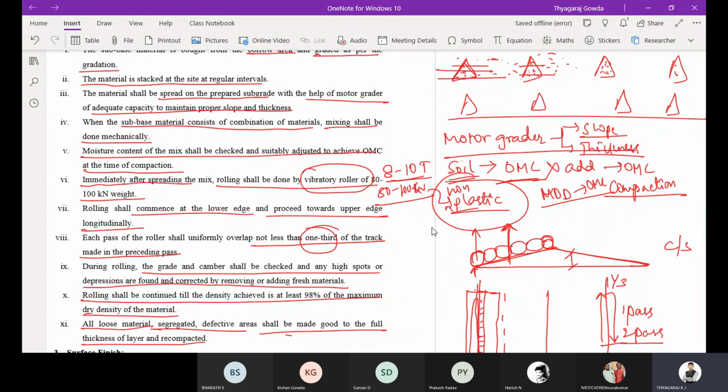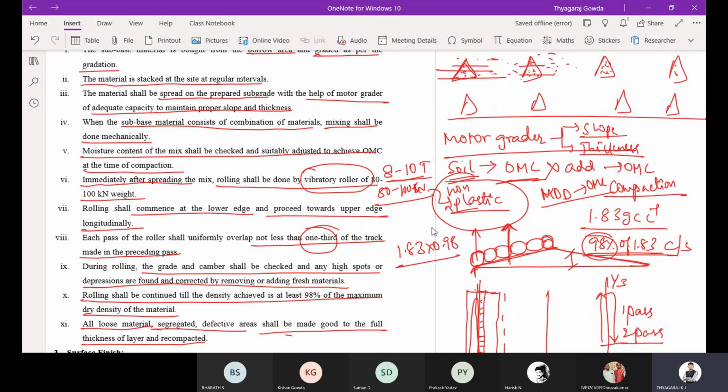Then at regular intervals, you are going to check the cross slope, longitudinal slope and thickness of the layer. If the slopes and thickness are not maintained, you are going to rectify them. And the compaction or rolling is done till we get 98% of the MDD of the material. For example, if the soil density we got in the lab is 1.83 gram per cc, then 98% of 1.83 we should get in the field. Okay, 2% is neglected. So 1.83 into 0.98.